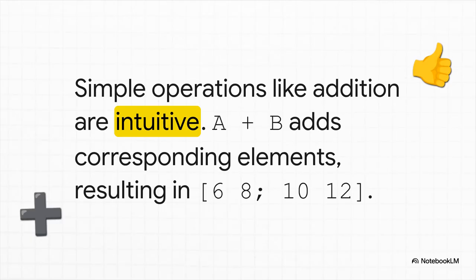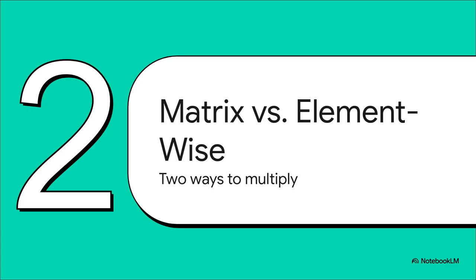Now, at first glance, things seem pretty straightforward. If you add A and B, Matlab does exactly what you'd expect. It just adds the matching pieces together. So 1 plus 5 gives you 6, 2 plus 6 gives you 8, and so on. Subtraction works the exact same way. Easy enough, right? But this is where we hit a really important fork in the road. Because when it comes to multiplication, Matlab has two completely different ways to do it. Both are super powerful, but you gotta know which one you need.